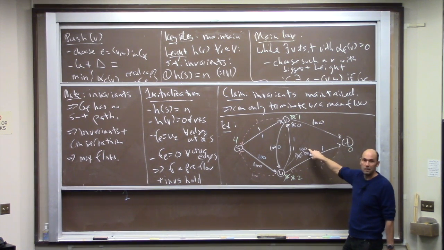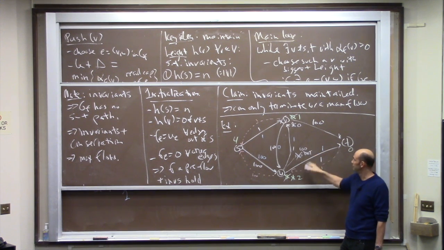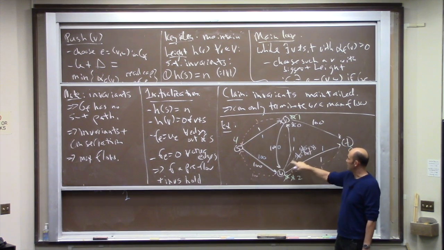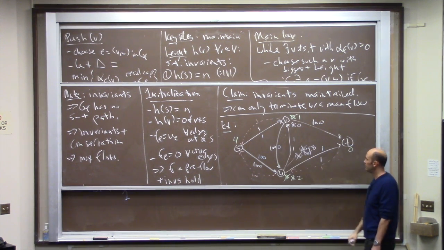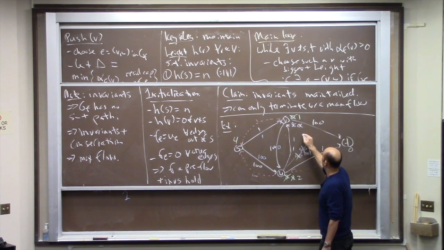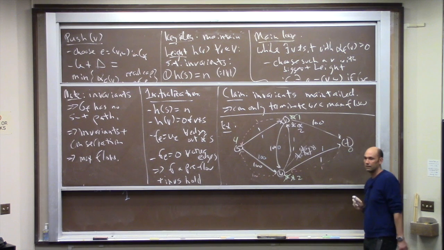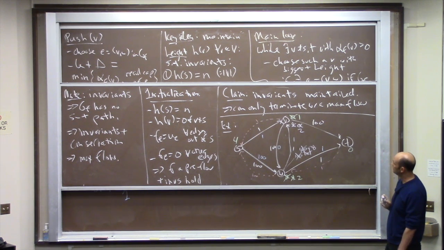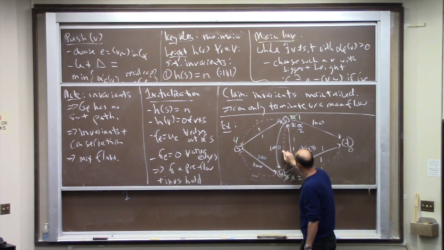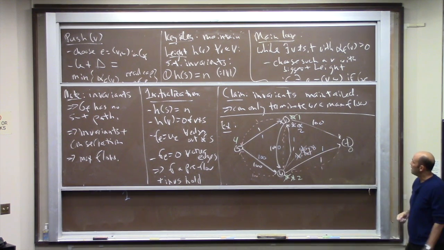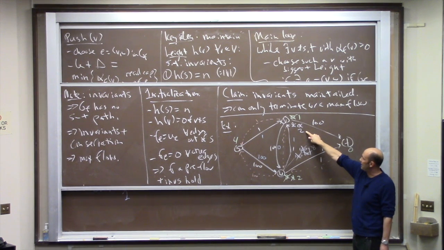What does the excess now become at W? How much did it go down by? 2. That's right. It got rid of one unit on this one, and it got rid of one on that reverse arc, which I erased. And that excess just shows up at V. From V to W? Oh, yeah, that's true. That's not going to matter for us, but you're totally right. So the excess drops here by 2. It goes up here by 2.